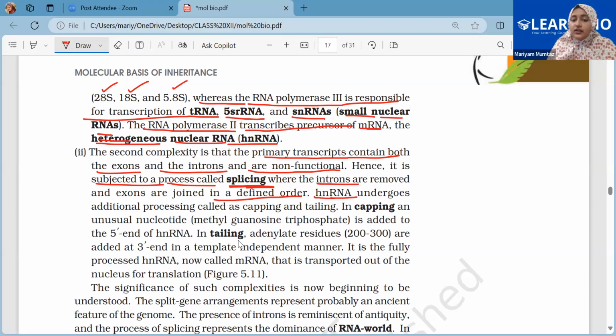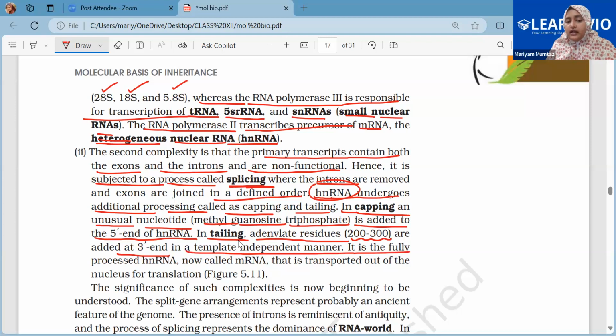The heterogeneous nuclear RNA undergoes an additional process known as capping and tailing. This only happens in hnRNA. In capping, an unusual nucleotide, that is methyl guanosine triphosphate, is added to the 5' end of the hnRNA. In tailing, adenylate residues, like 200 to 300 adenylate residues, are added at the 3' end in a template independent manner. It is the fully processed hnRNA, now called the mRNA, that is transported out of the nucleus for the translation process.